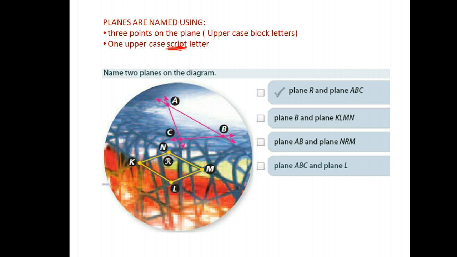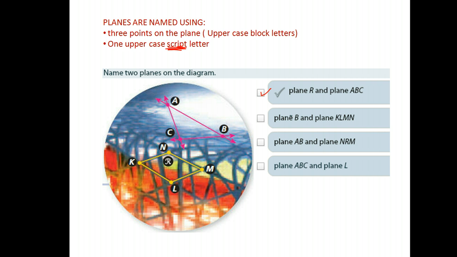So let's take a look. The correct answer to this problem was right here, plane R, because notice that was the script letter, so this name could be plane R for this yellow plane down here. And plane ABC, that's a correct name also for the pink plane, because it used 3 of the points on the plane. So that was the correct answer.